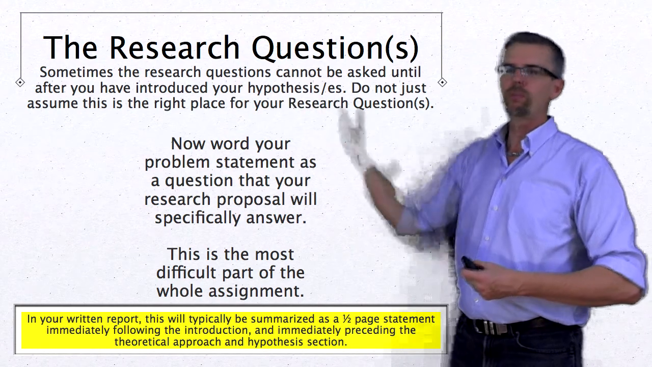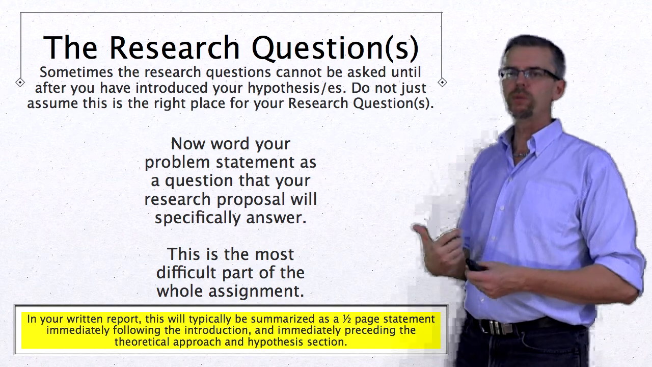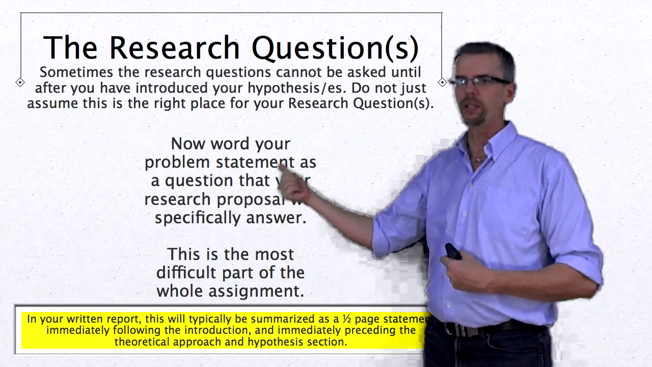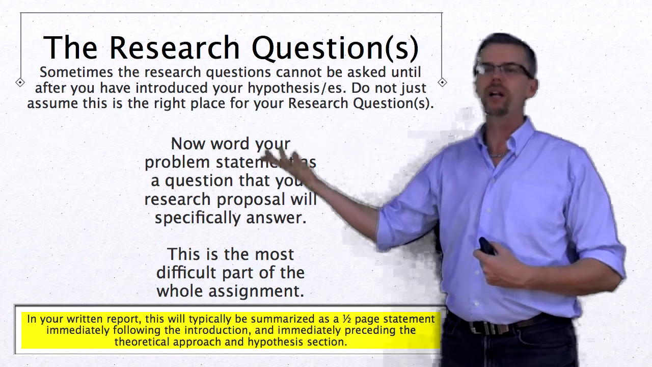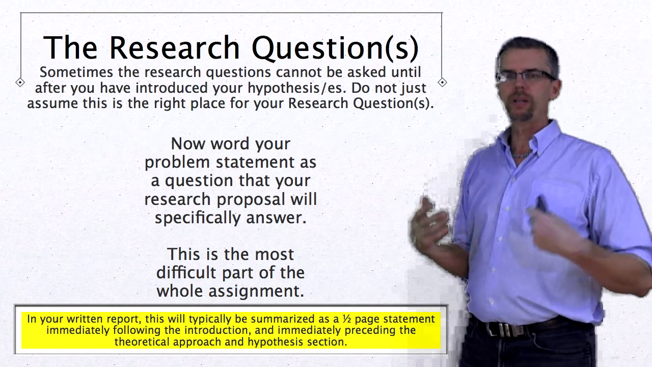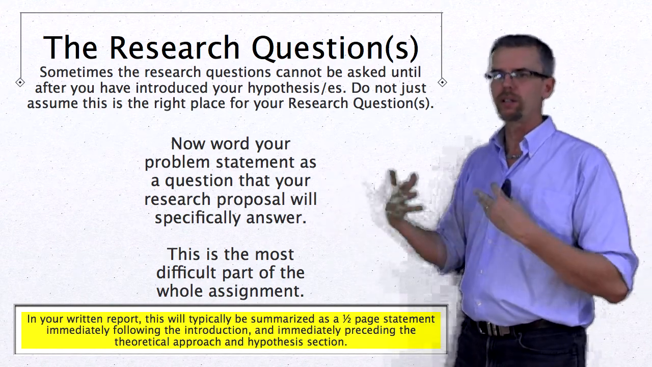So then you word the problem statement as a question that your research proposal will specifically answer. This is the most difficult part of the whole assignment, and it took me forever to come up with my research questions for my dissertation. They are typically one sentence long, and there can be two of them if they're very, very closely related.